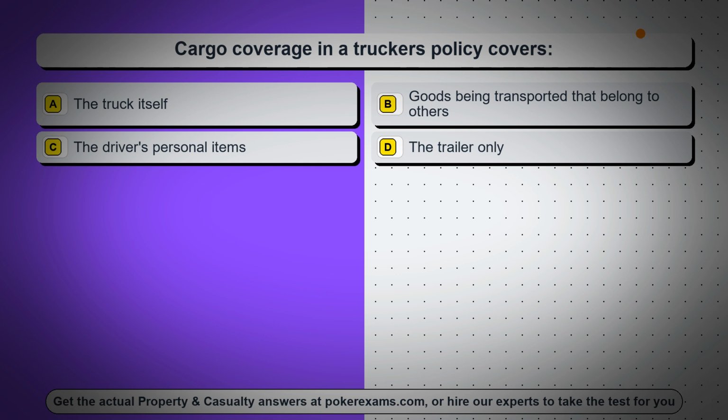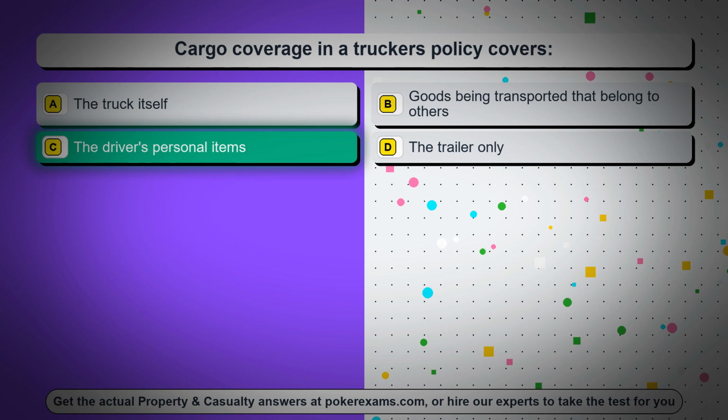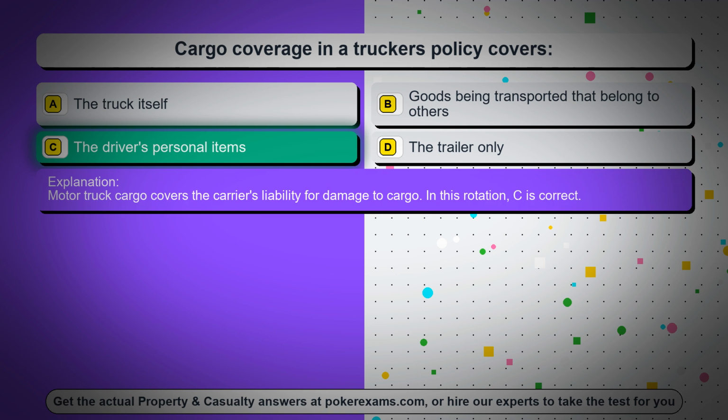Option C, the driver's personal items. Option D, the trailer only. The correct answer is option C, the driver's personal items. Motor truck cargo covers the carrier's liability for damage to cargo. In this rotation, C is correct.